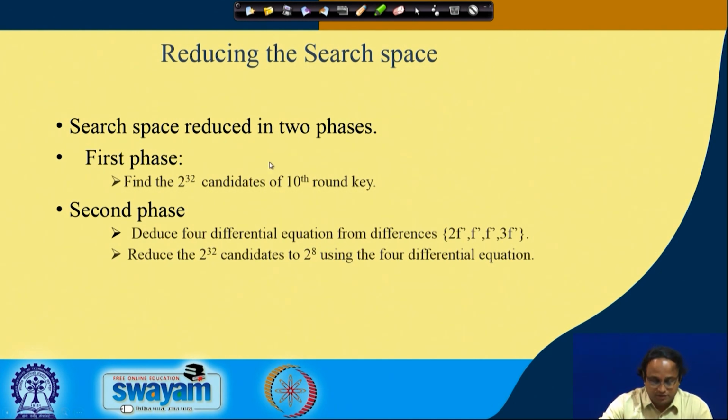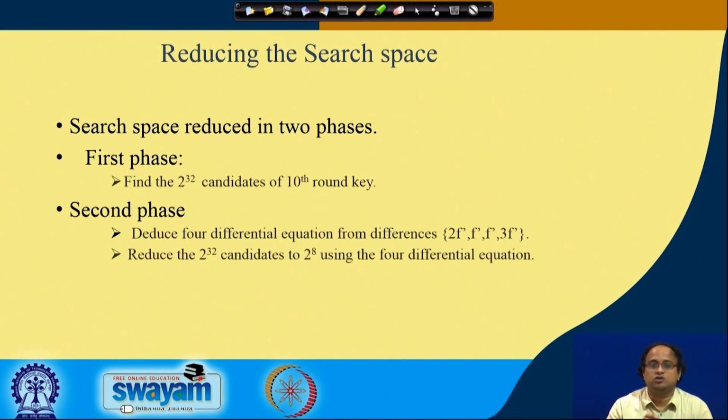So, how can we reduce the search space of the attack? In the first phase, we have seen that we find the 2 power of 32 candidates of the 10th round key, but in the second phase, we shall deduce 4 further differential equations which we had neglected in the previous attack. If you remember the propagation, in the 9th round there were also certain equations among the faults which we did not exploit in the attack. We just considered the final equation sets which we exploited in the attack.